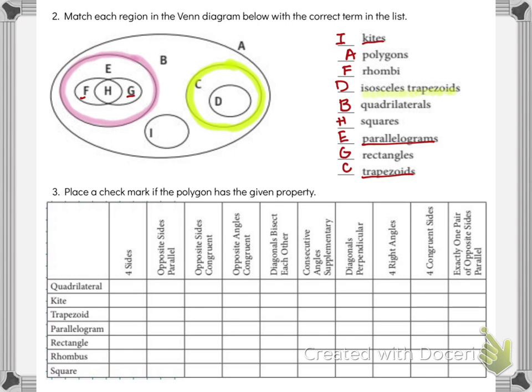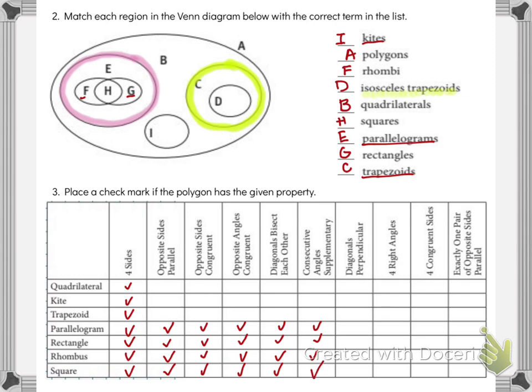But 4 sides, all of these have 4 sides. Opposite sides are parallel. For quadrilaterals, not all opposite sides. Kites, not any of the opposite sides. And trapezoids, not all of them are parallel, so that's just for parallelograms. Opposite sides are congruent, that's all parallelograms again. Opposite angles are congruent, all parallelograms. Diagonals bisect each other, all parallelograms. Consecutive angles are supplementary, all parallelograms as well.